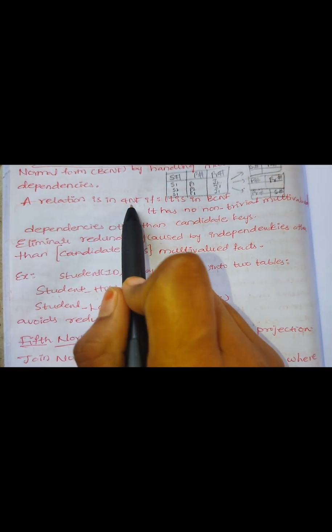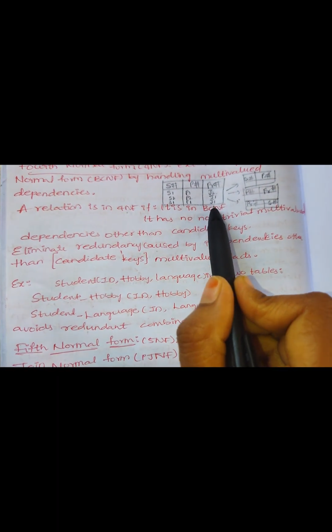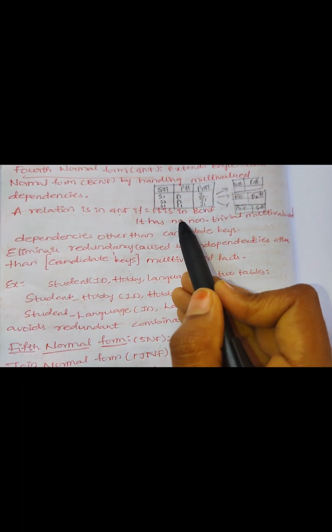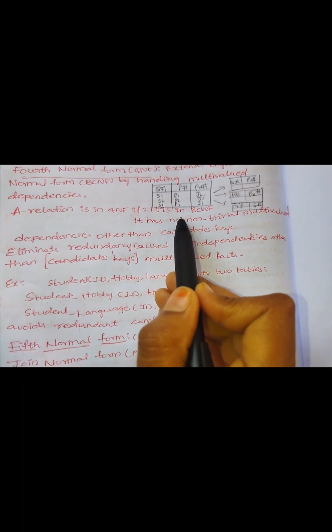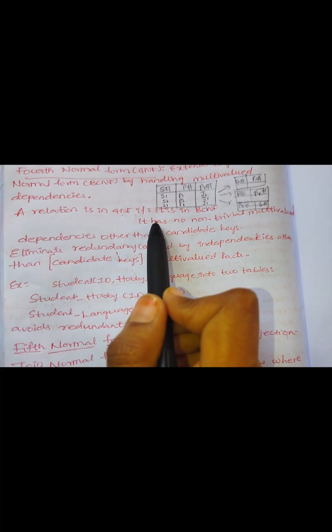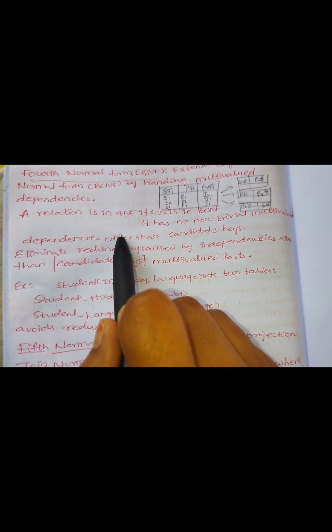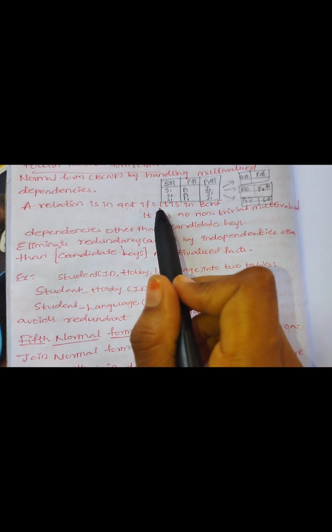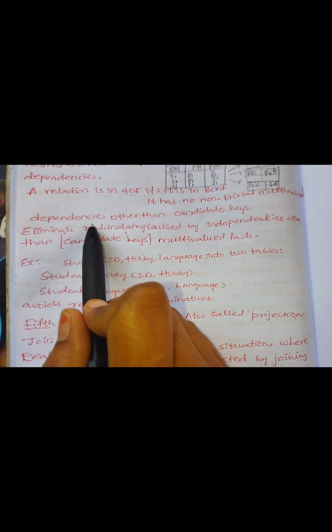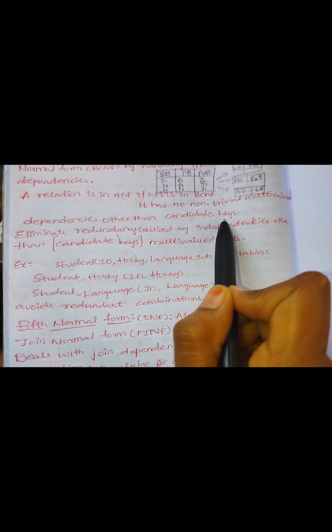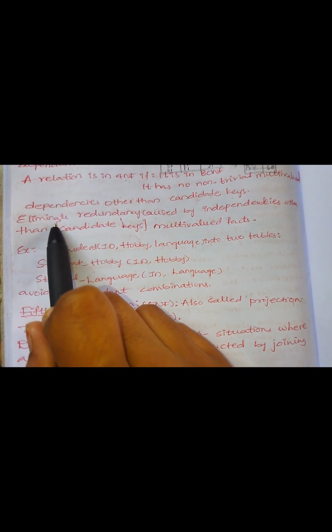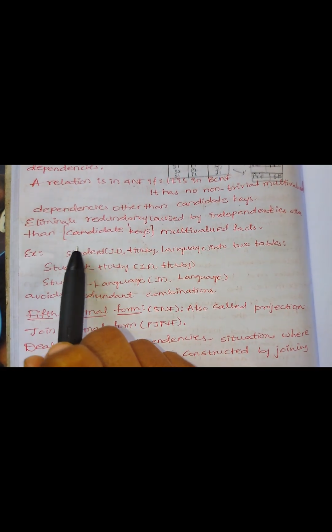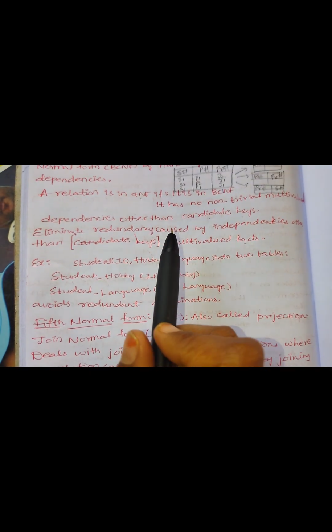A relation is in 4NF if it is in Boyce-Codd normal form. It must satisfy BCNF. It contains 3NF satisfaction, and it contains 2NF. 2NF contains 1NF satisfaction. It has no non-trivial multi-valued dependencies other than candidate keys. And it eliminates redundancy caused by independent multi-valued facts.